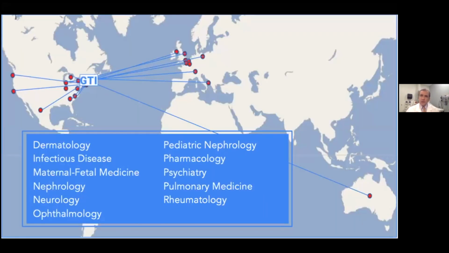So the GTI was created by a network of collaborators, experts from multiple specialties: internal medicine, neurology, dermatology, psychiatry, and pediatric subspecialties as well. This network involved experts from all over the world, from North America, Europe, Australia, and New Zealand. And as I indicated at the top, this work began in 2015.